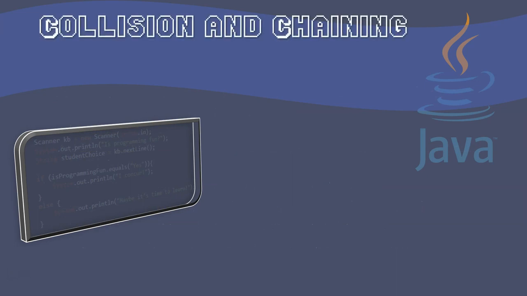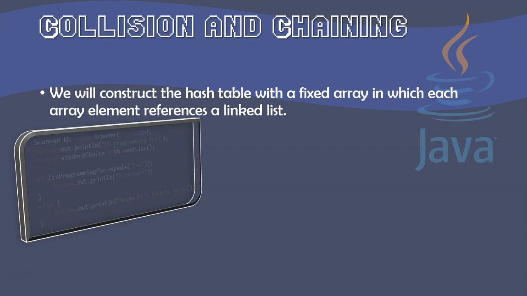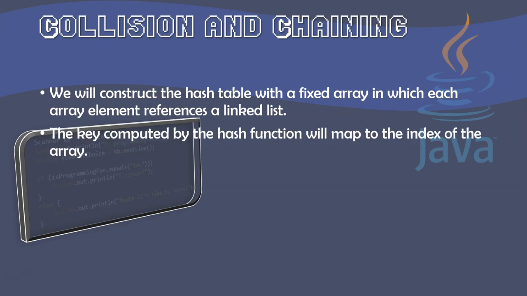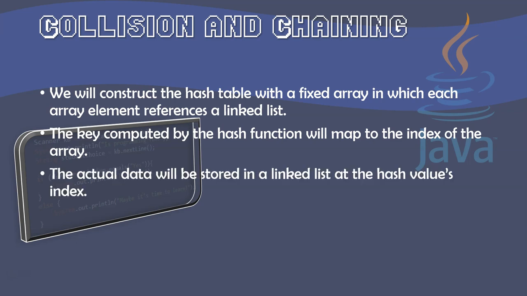Now, of course, as we mentioned, there are things we have to be aware of when we start looking at these keys, and the first is collision and chaining. If we construct this hash table with a fixed array, each array element is going to reference, let's say, a linked list. The key computed by the hash function will therefore map to the index of the array, and the actual data will be stored in a linked list at the hash value's index.